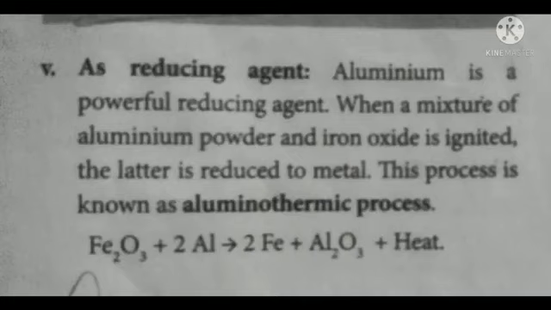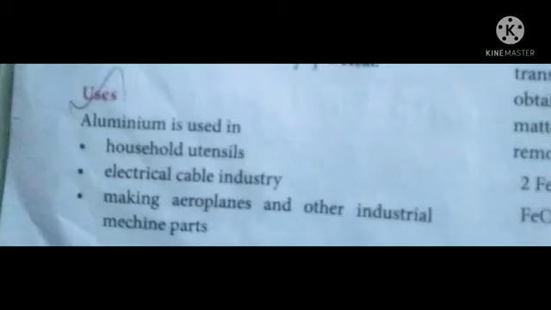If they ask you to write the equation, write only the equation. If the 2-mark question is "What is the aluminothermic process?", you should write the paragraph. Aluminium is a powerful reducing agent. We take iron oxide, ferric oxide, and powdered aluminium, and heat it. On heating, aluminium combines with oxygen to produce aluminium oxide, iron oxide is reduced to iron, and heat is liberated. This is a very important 2-mark question.